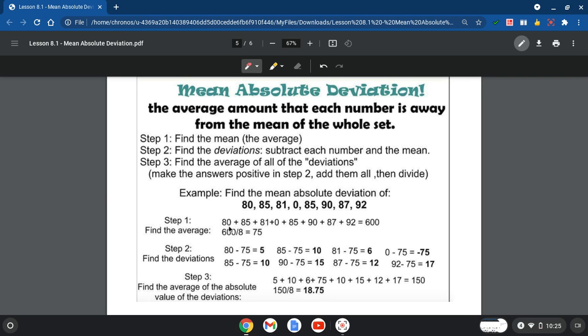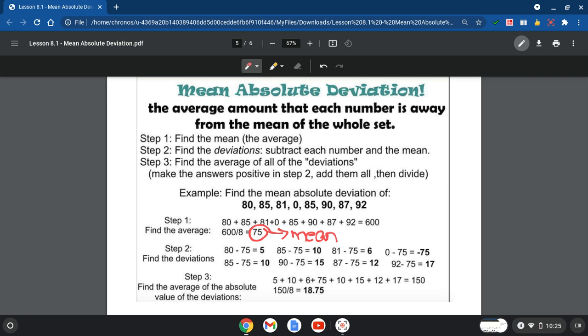add these numbers up: 80 plus 85 plus 81 plus 0 plus 85 plus 90 plus 87 plus 92 to get a sum of 600. Then I would divide 600 by the number of items on our list. So there are 1, 2, 3, 4, 5, 6, 7, 8 numbers on our list, and we would get the answer 75. Therefore, 75 is our mean or our average. So this is the mean that we would like to see.